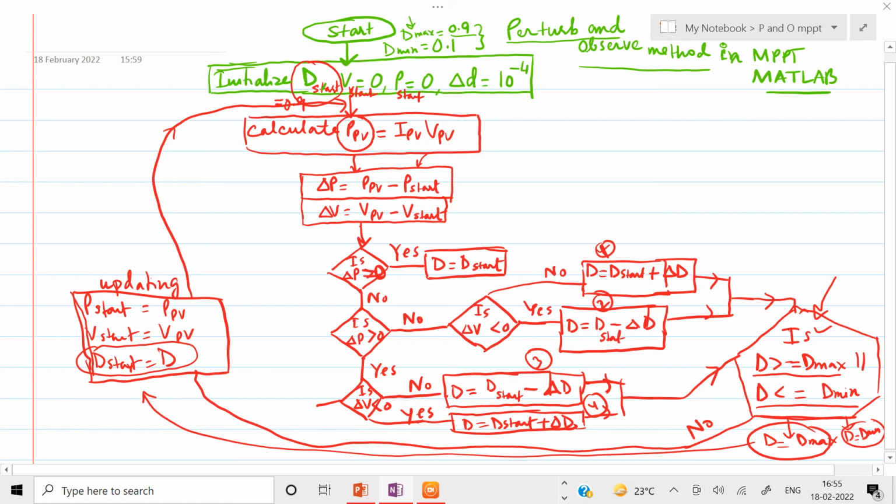So I hope I have explained the flowchart for the perturb and observe method. We will be actually implementing it in the next lecture in MATLAB.